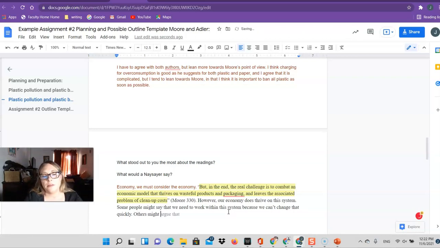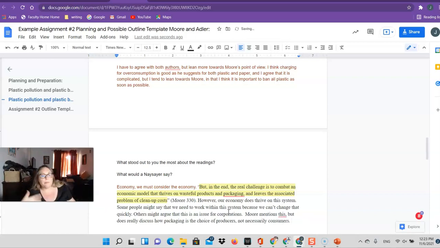Others might argue that this is an issue for corporations. You can talk about that. Moore mentions this, but doesn't really discuss how packaging is the choice of producers, not necessarily consumers, and it does feel as if consumers are being blamed for something that's not necessarily their fault. And hopefully you have lots of other ideas too. That's just kind of the things that come to my mind.